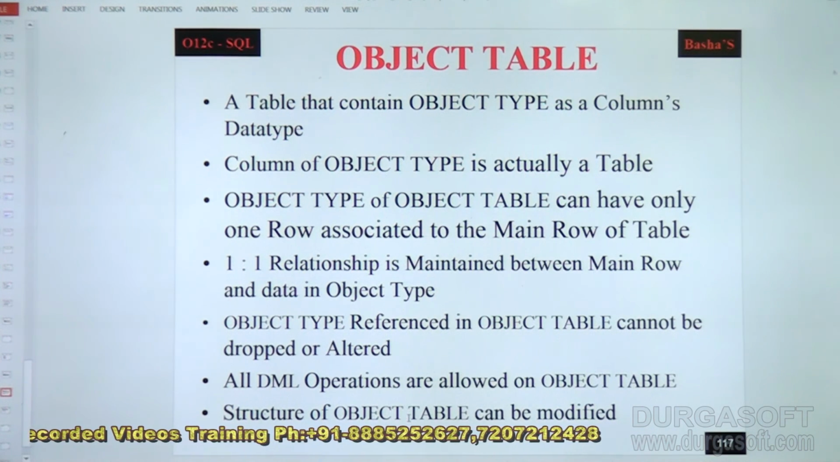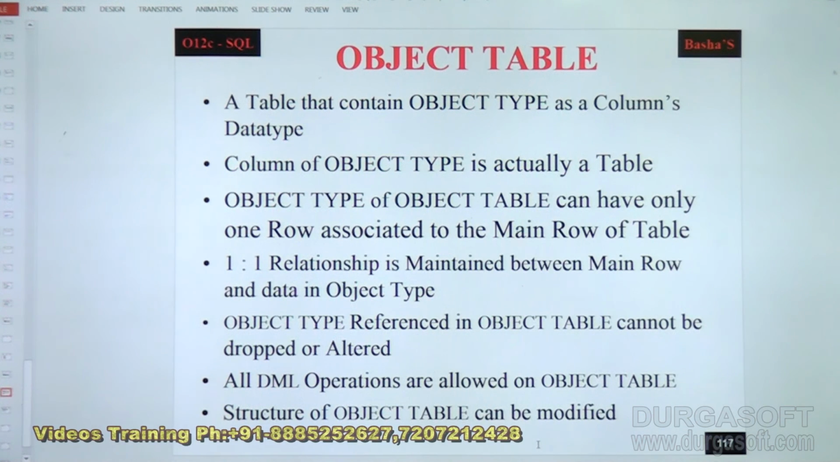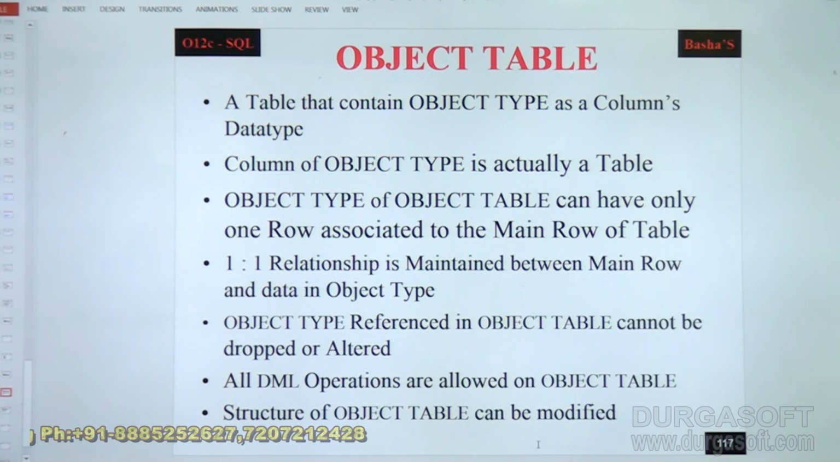That is why the name object table means inside this table one object type will be used. We can have any number of object types inside one table, no restriction, or the same object type can be used multiple times in the same table for multiple columns. We don't have any restriction. So before that we need to create the object type and then use this as a data type of one column in the table.